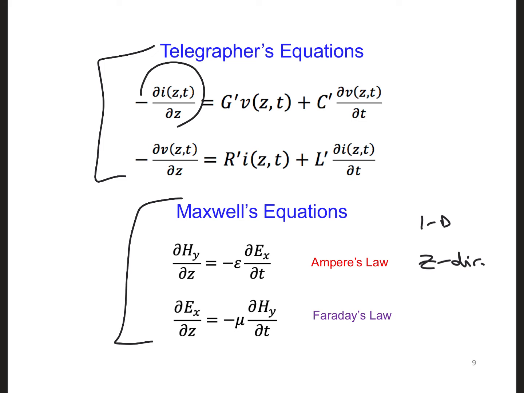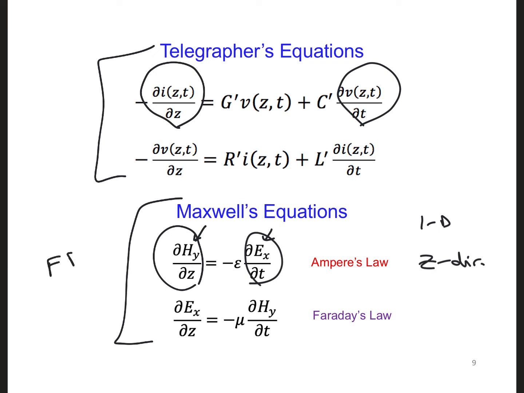So there's partial differentiation with respect to space and time. You can see that here as well. The unknowns are different. Here we have a vector H pointing in the y direction, and an electric field pointing in the x direction, but they're the same kind of form of equations. So in other words, numerical techniques that we can use to solve Maxwell's equations, which is FDTD, we can see if we can apply here to the telegrapher's equations.